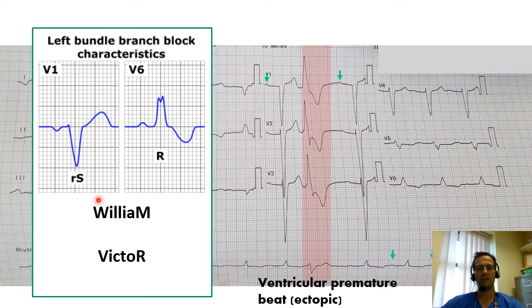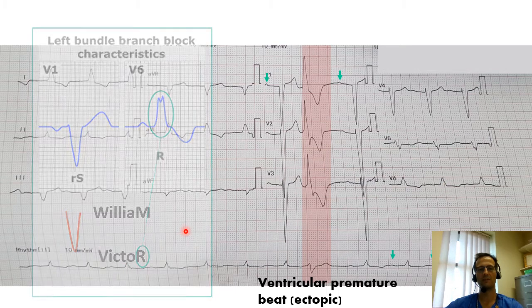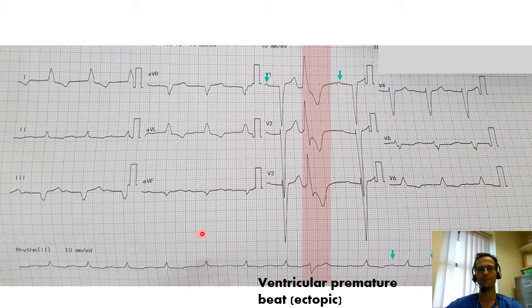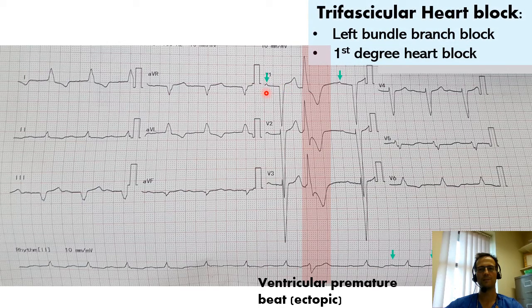But I tend to prefer using the word Victor. Here you could call that an M. More often than not it's more like an A. But this is, I think we can all agree, definitely an R wave. So we expect a V in V1 and an R wave in V6. And Victor, I think, is quite a good way of remembering left bundle branch block, but really whatever works for you. So this is left bundle branch block and first degree heart block.